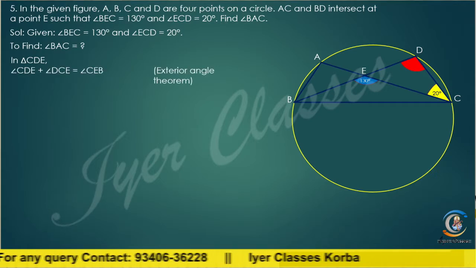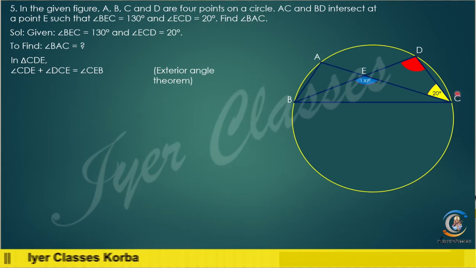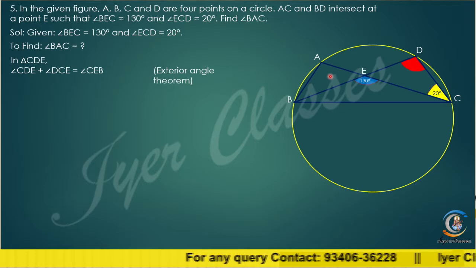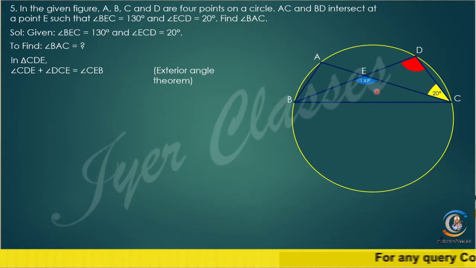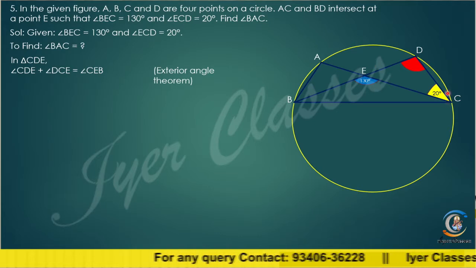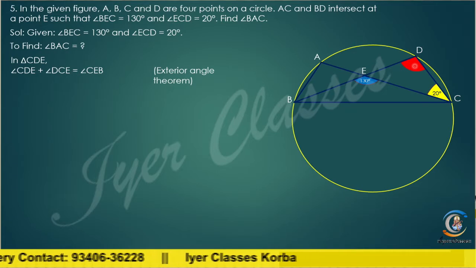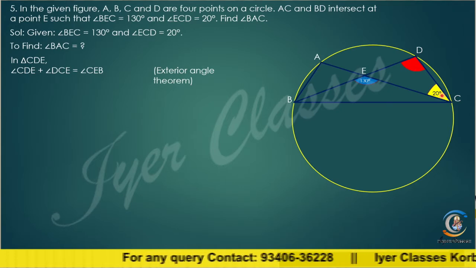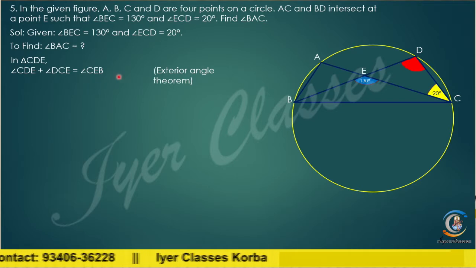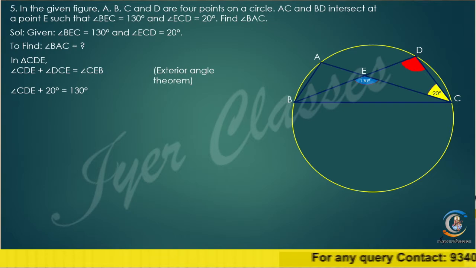For that, I am going to consider the triangle CDE. We know by the exterior angle theorem that the blue angle is the exterior angle for the triangle CDE. So if you sum up the red angle and the yellow angle together, that is angle CDE and angle DCE together, it gives you the measure of the angle CEB. So CDE plus 20 is equal to 130 degrees.